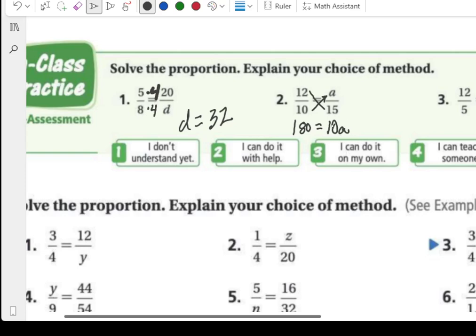So then if we want to get the A by itself, we're going to divide by 10 on both sides. So over here it cancels out. I'm left with A, and 180 divided by 10 is just 18. So sometimes it's easier to use the first method. Sometimes it's easier to use the second method.